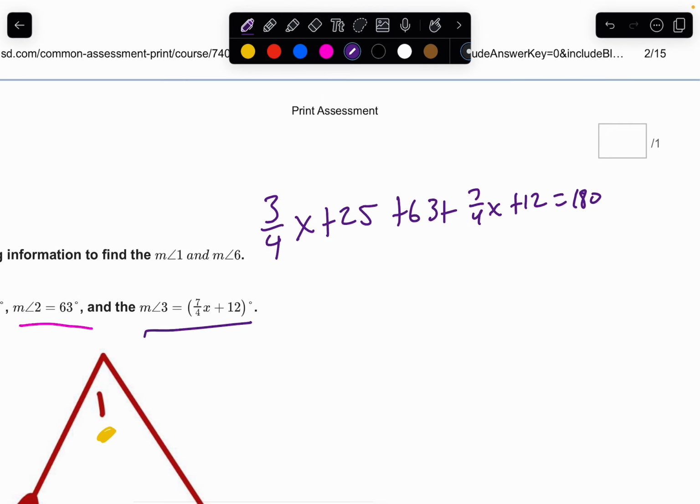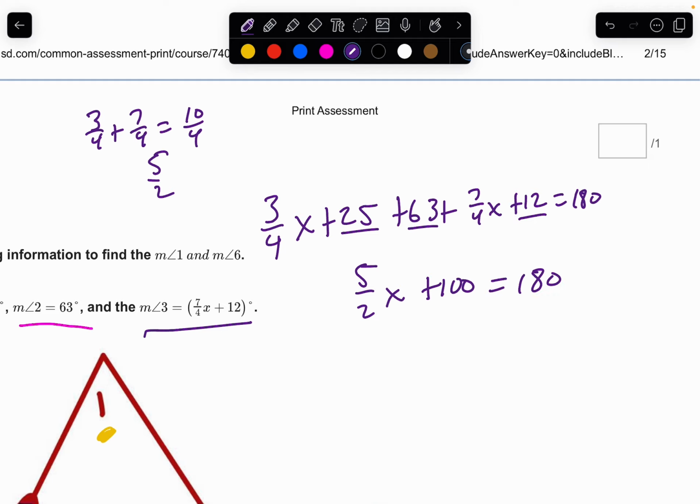You can do a few things here, but I'm actually going to go ahead and combine. I can do 3/4 plus 7/4 pretty quickly. 3/4 plus 7/4 is 10/4, which reduces to 5/2. So I'm going to make that 5/2 x, and then 25, 63, and 12. What do those add up to? That would be 88 plus 12 is 100. So we have plus 100 equals 180.